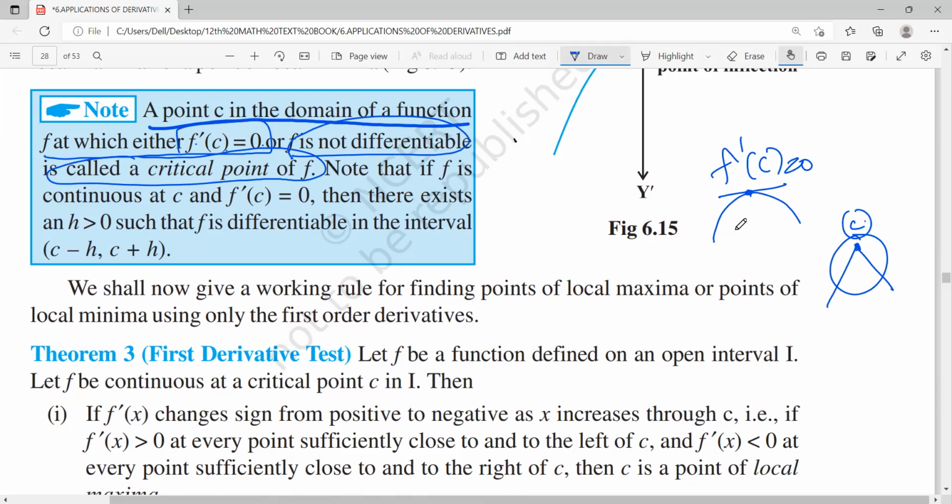Yes, sir. Understand? f'(c) = 0 points and points that are not differentiable. f'(c) = 0 also okay, not differentiable also okay. f'(c) = 0, turning point we call. Not differentiable, we say the vertex. But these two together we can call critical point.